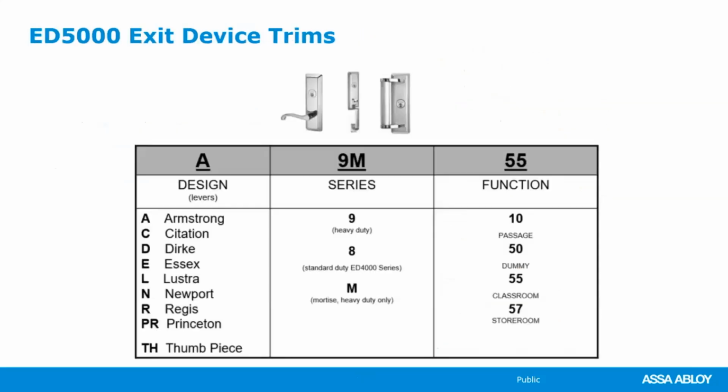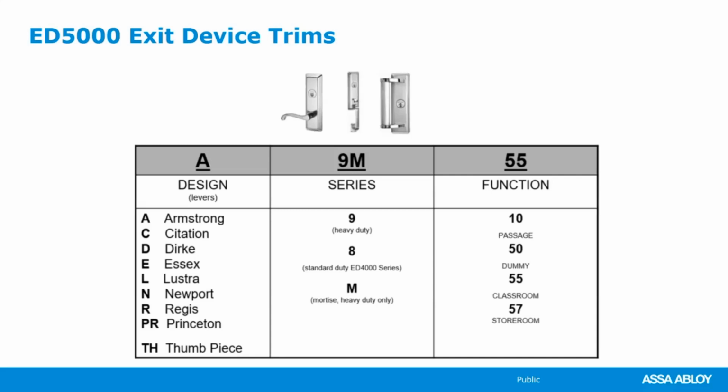The nomenclature for our trims, like I said, the first letter is the design, the lever style, except for Princeton, which is PR. And if it's a thumb piece, it's a TH. Then our series, our 9 for our heavy duty, our 8 for our standard duty, our M modifier for our mortise, and then our function. So we're showing you an A9M55. That's an Armstrong 900 series mortise 55 function.